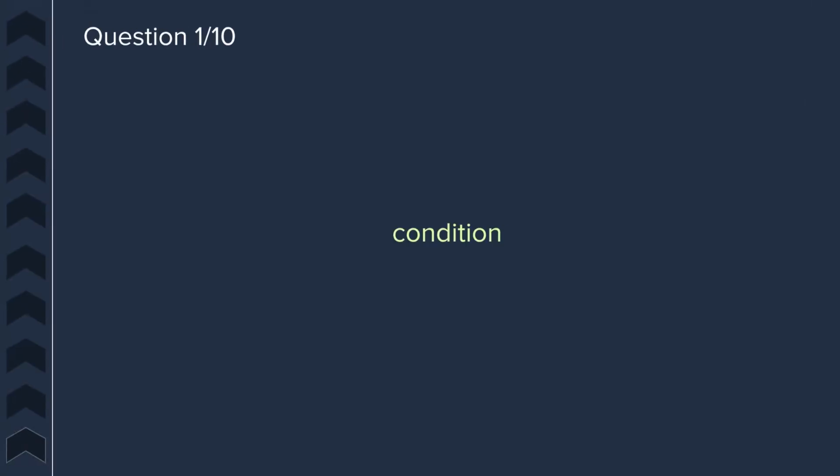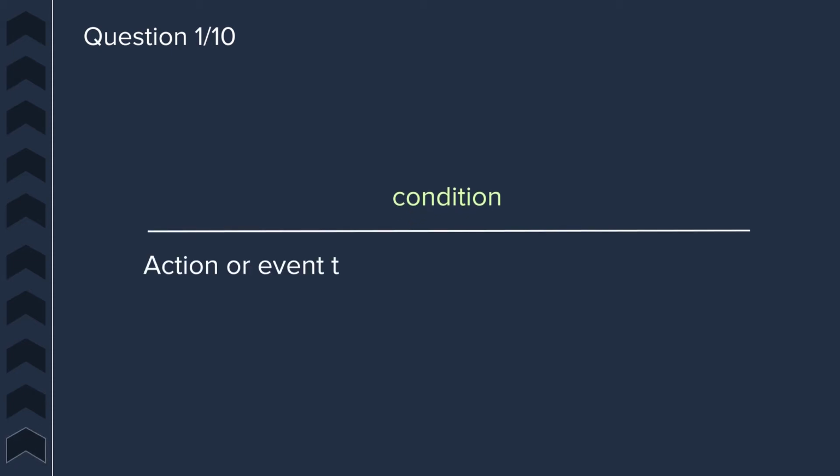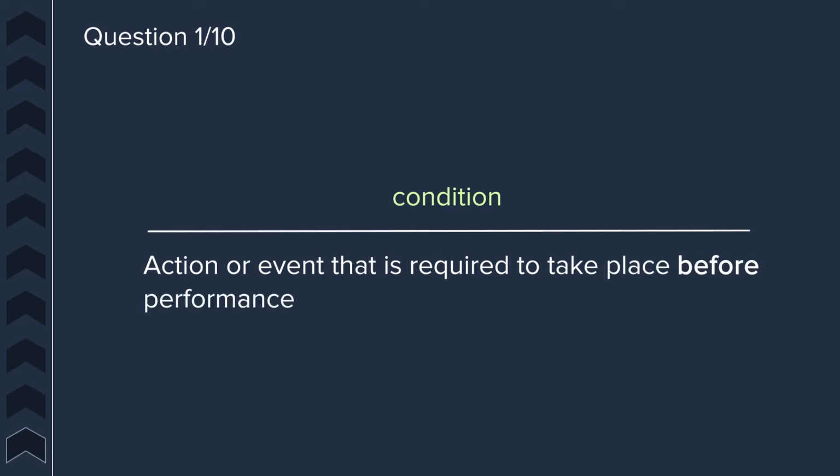Question 1. Define condition. A condition is an action or event that is required to take place before performance is triggered or due.